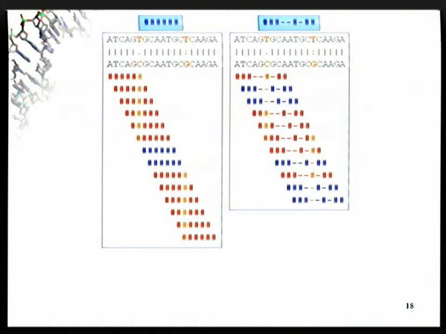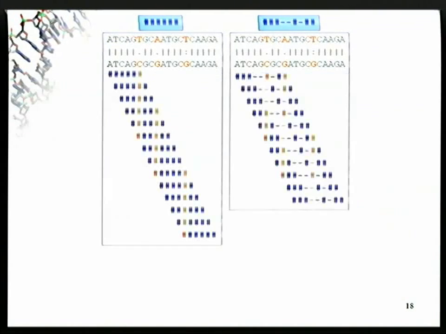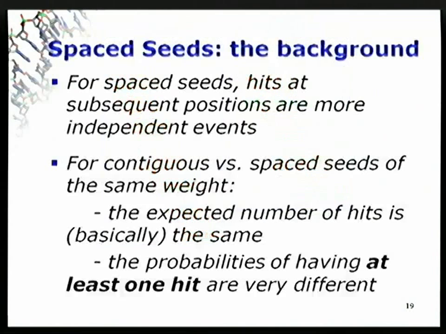And now we have just three positions, three mismatches, and unfortunately classical seeds have no chance to detect the similarity. But space seeds still can detect it. I will try to explain formally what this means, because it's very surprising.